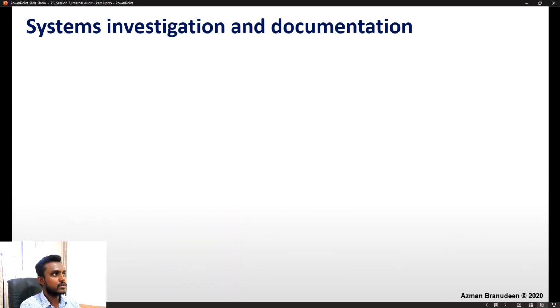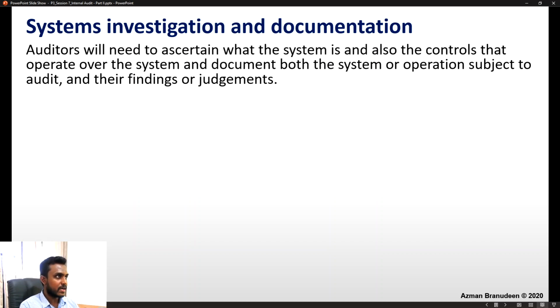That leads me to the systems investigation and documentation aspect of audit. Auditors will need to ascertain what the system is and also the controls that operate over the system, and document both the system or operation subject to the audit and their findings and judgments. So it's very important that the investigations are documented carefully.